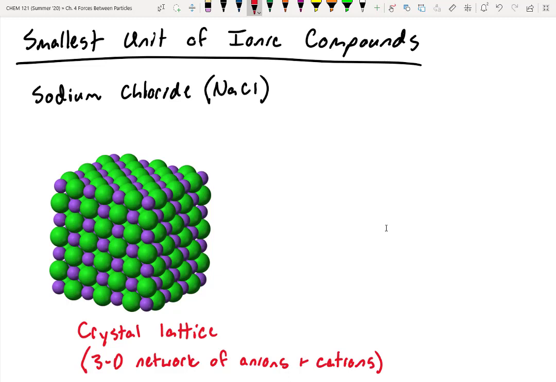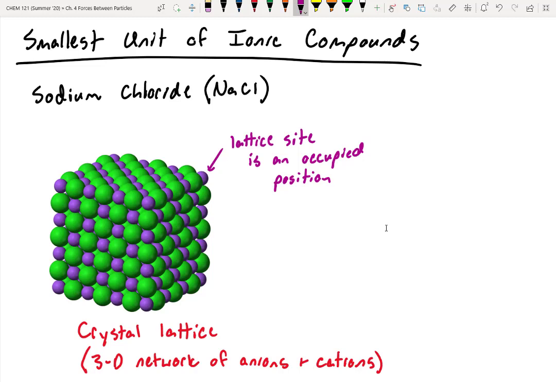The purple spheres, like I said before, are sodium. The big green spheres are chloride anions, and electrostatically they're attracted to one another because they have opposite charges. In this case, you can see that a sodium ion is in this corner, and what that means is that it's a lattice site. So a lattice site is an occupied position within that crystal lattice network.